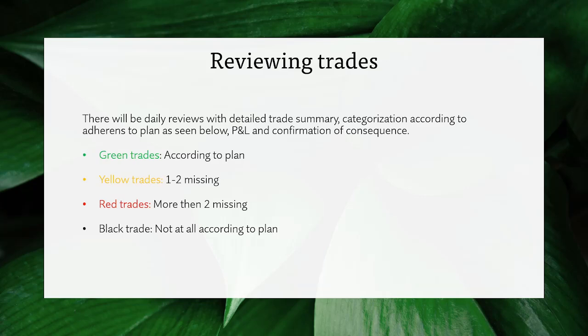Every day I will post trade reviews of the day's trades. They will come with a detailed summary of what type of plays I took, how they looked, and what my P&L was. And I will categorize each trade according to green trade for following the plan, yellow trades for missing 1 or 2 elements of the plan, red trades for missing more than 2 elements of the plan, and black trades for not at all according to plan.